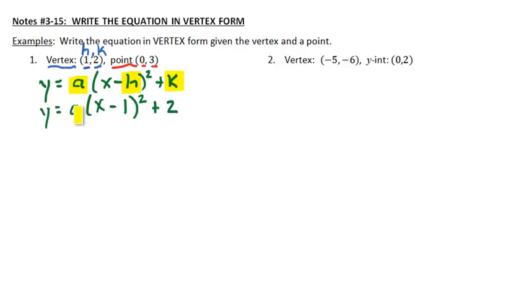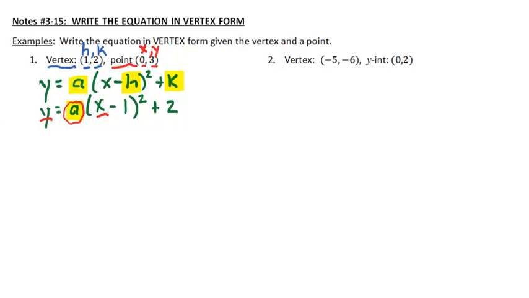Now the only thing I still don't have is a. But in the problem, let's look and see what else we have. We have this point 0, 3. Neither one of those is a, but 0 is just an x value and 3 is just a y value. Here's what we can do. If I plug in 0 for x and 3 for y, that will leave us with only one variable in the entire problem, and that would be a. So then we can solve for a and plug that back into our equation later.